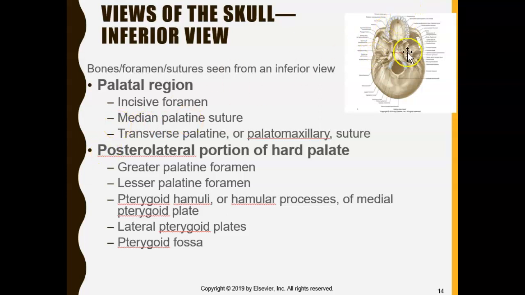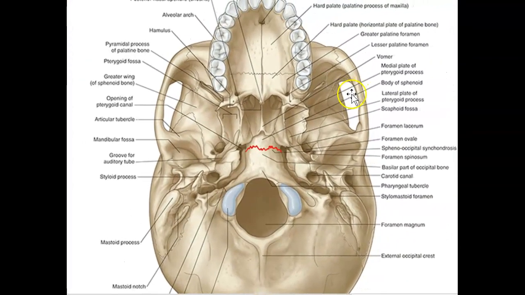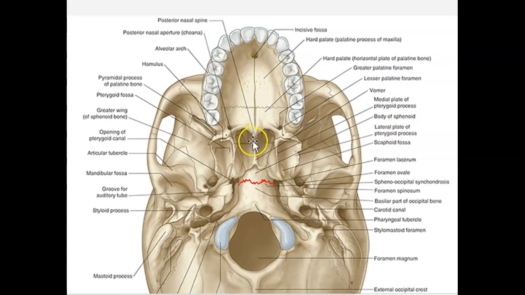There's a median palatine suture, and if I zoom in here, we can have a better look. The median palatine suture is this one right over here. And then we have the transverse palatine suture. Median stands for middle, and then transverse. You can think of transverse like a T, this line forms a T, right? So transverse palatine suture.